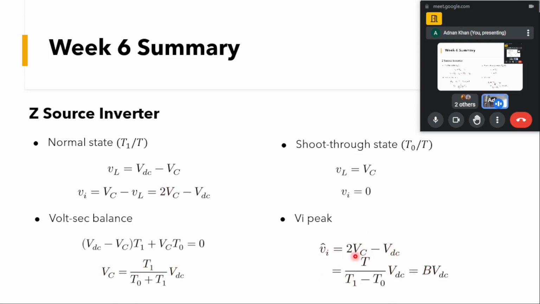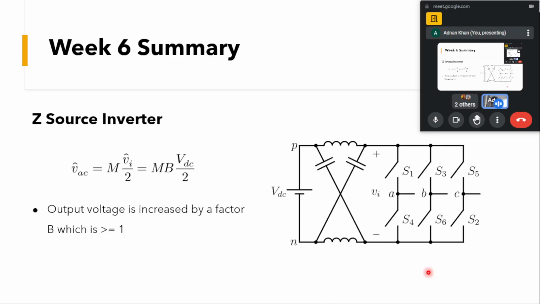You can see this factor here is a boosting factor, and we simply denote it by B, because it will be equal to T divided by T1 minus T0. Since T is the whole duration of time, and T1 and T0 are always less than T, this factor will always be greater than 1. So here in this Z source inverter we can get Vi greater than VDC. We can have a boost state.